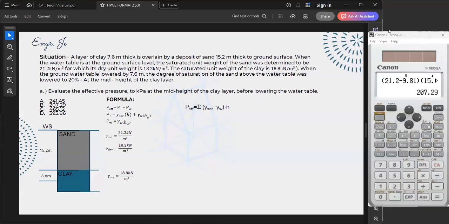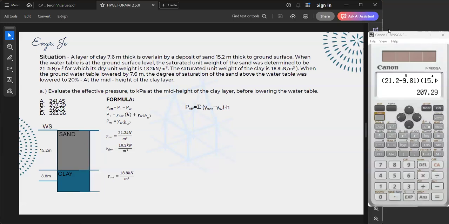Next, a situation. A layer of clay, 7.6 meters thick, is overlain by a deposit of sand, 15.2 meters thick, to ground surface. When the water table is at the ground surface level, the saturated unit weight of the sand was determined to be 21.2 kilonewton per cubic meter, for which its dry unit weight is 18.2 kilonewton per cubic meter. The saturated unit weight of the clay is 18.8 kilonewton per cubic meter.